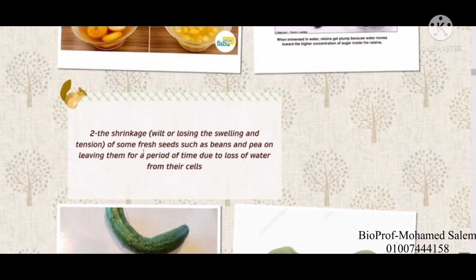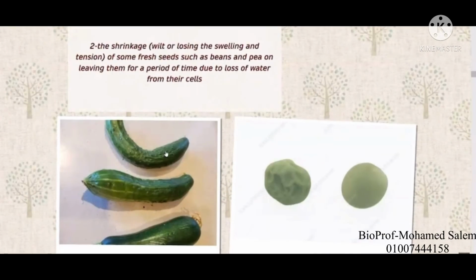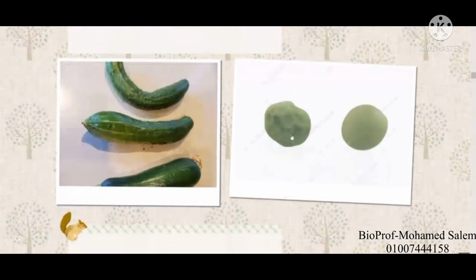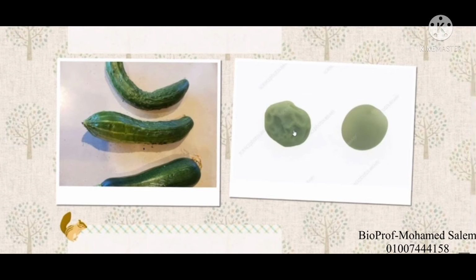of some fresh seeds such as beans and pea on leaving them for a period of time due to loss of water from their cells. واحنا بنشوفها كتير برضو لما بنشوف الكيوكمبر مثلا بنسيبه فترة طويلة بره، او البيز لو وقعت وجينا بعد كام يوم نشوفها هنلاحظ ان هي حصل لها wilting او losing للسويلنج اللي هو اللي بنسميه الفلاسيد او البلازموليسيس. Okay, this is the shrinking of the plant cell or seeds.